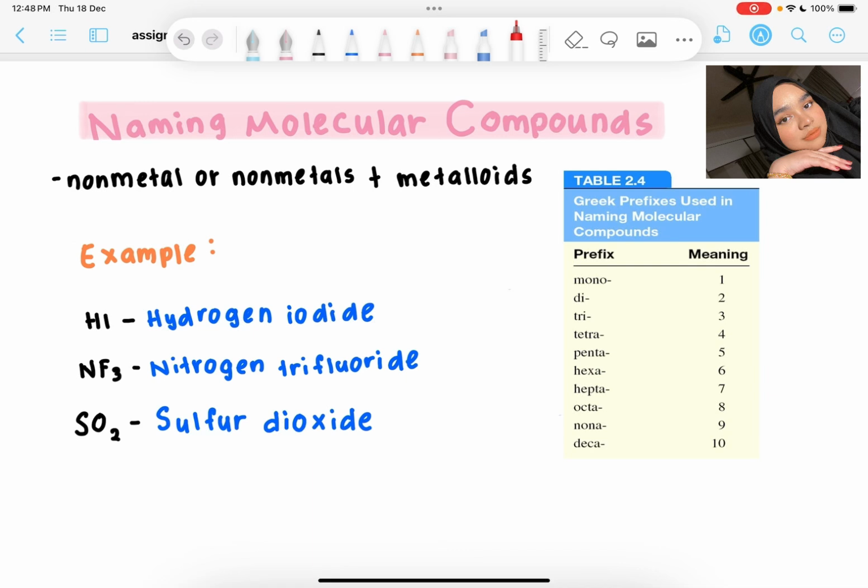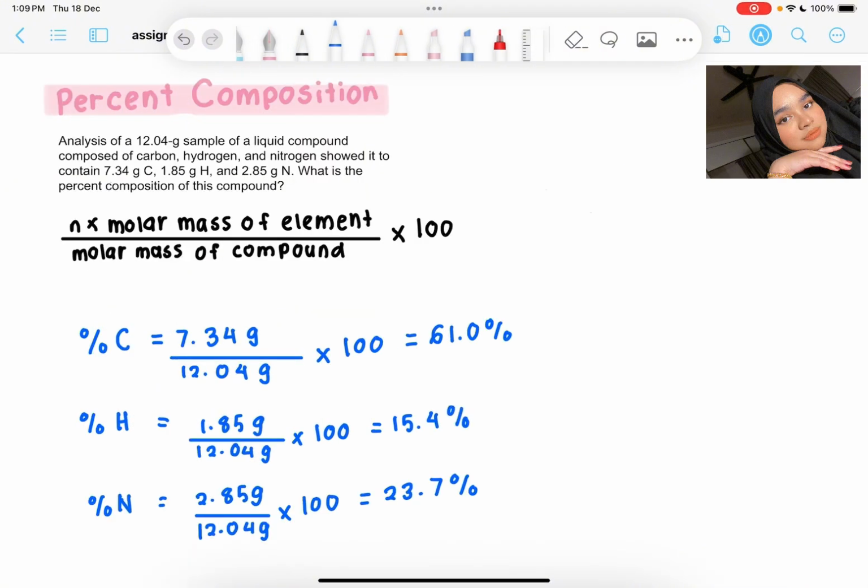For example, we look at HI. HI has hydrogen and iodine. Like I said, the second element always ends with "ide", meanwhile the first one stays its original name. For the second one, this is nitrogen and fluorine. For fluorine, we have 3 atoms, so we put tri in front and "ide" in the back. Same goes for sulfur oxide. It becomes sulfur dioxide.